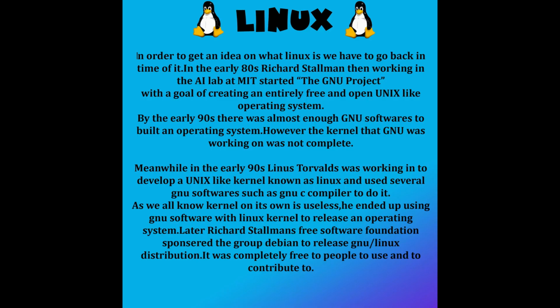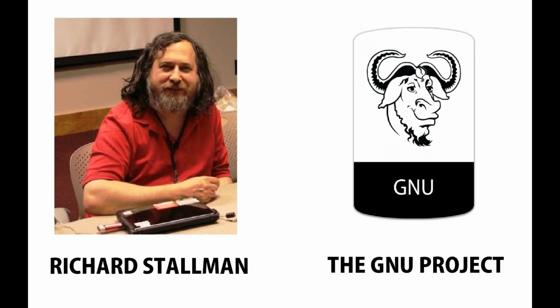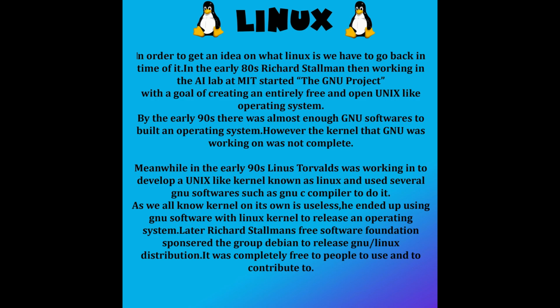In order to get an idea on what Linux is, we have to go back in time. In the early 80s, Richard Stallman, then working in the AI lab at MIT, started the GNU project with the goal of creating an entirely free and open Unix-like operating system. By the early 90s, there was almost enough GNU software to build an operating system. However, the kernel that GNU was working on was not complete.